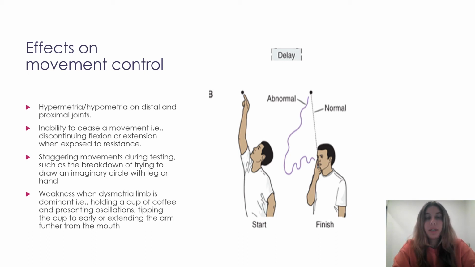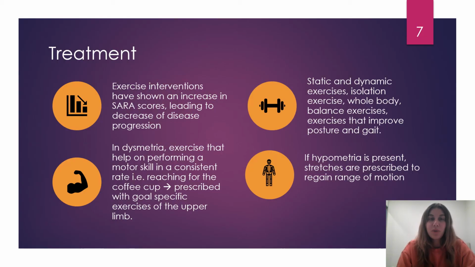Patients also have the inability to cease a movement, for example, discontinuing flexion when exposed to resistance. They may also struggle to change direction of a movement. Patients also show staggering of a movement during testing. For example, we might see that they show a stop and go effect while trying to draw an imaginary circle with their finger or leg. Most patients also complain of weakness in the affected limb, and that can be present when the hand or limb is dominant.